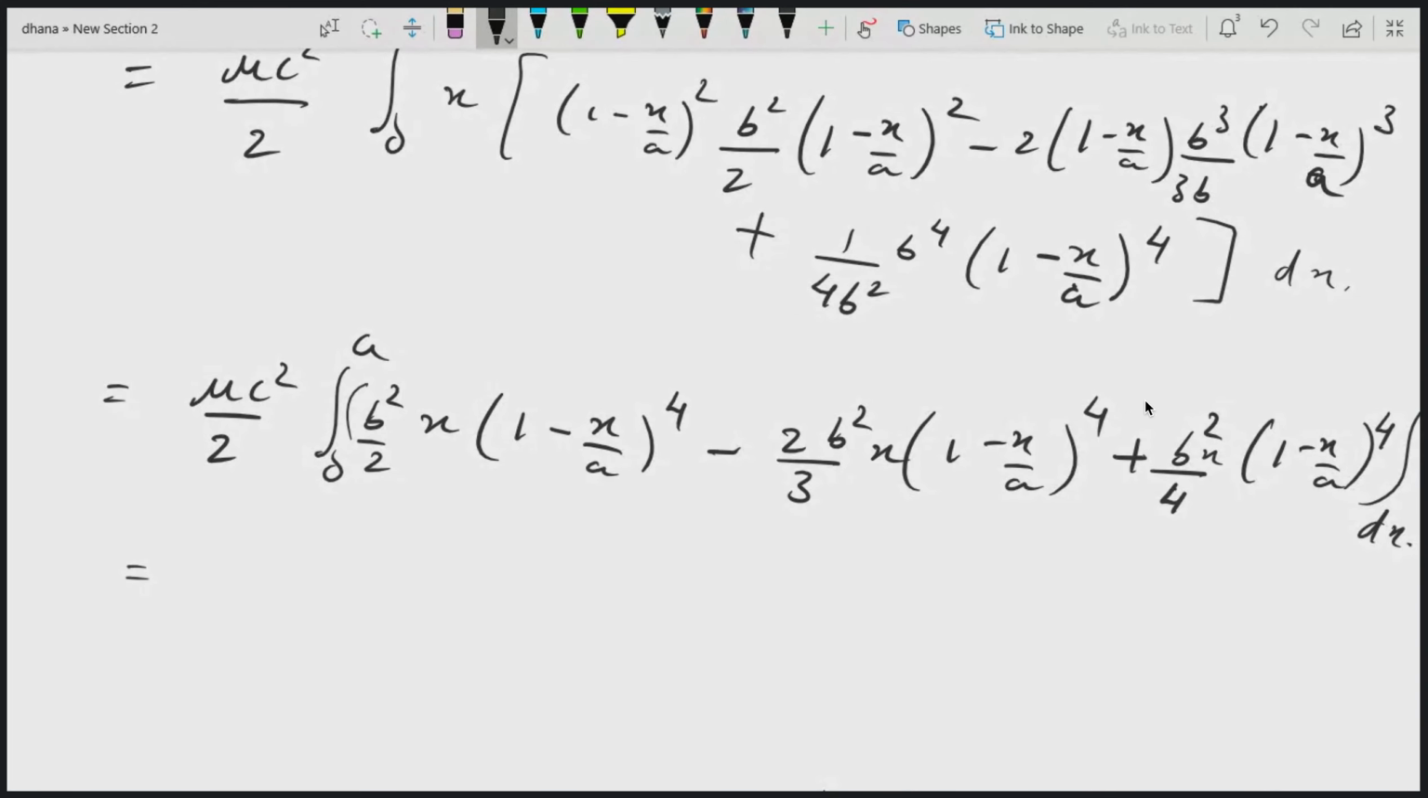So if I simplify this, mu c square, b square, b square, b square. So I'll take b square common, by 2 as it is. From this, if you take the LCM, what will you get? Tell me. LCM will be 12. So outside you will have 24. Integral 0 to a as it is. X as it is.